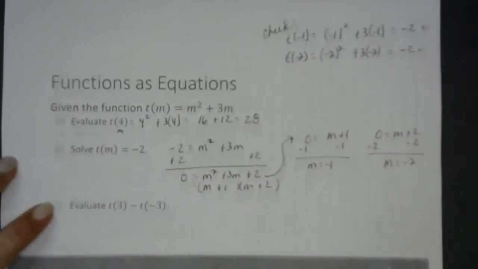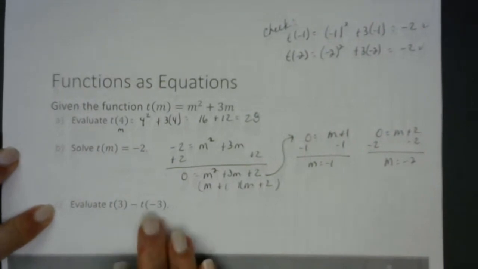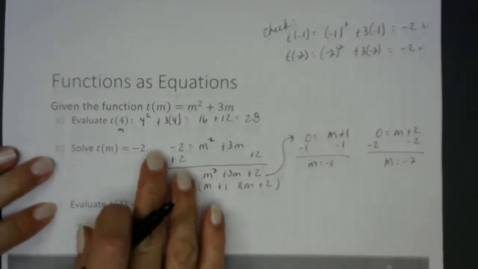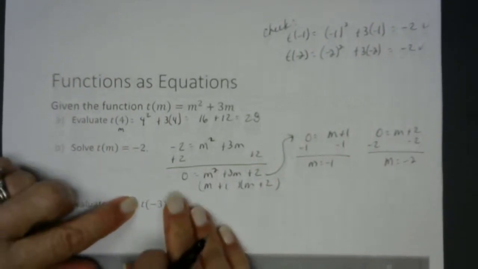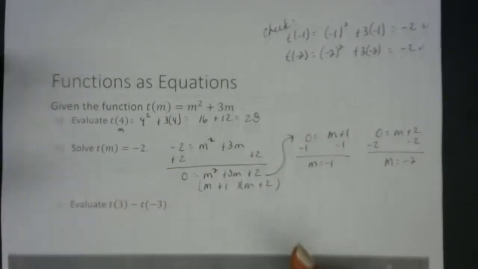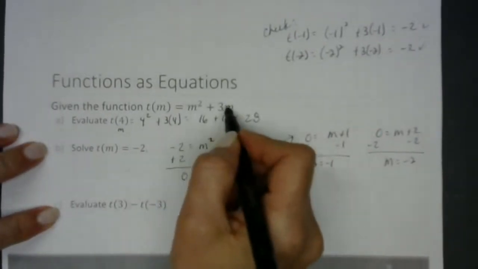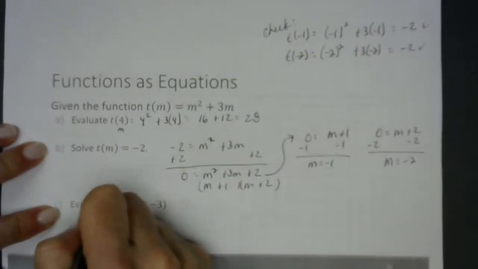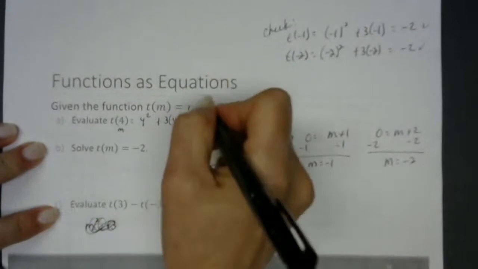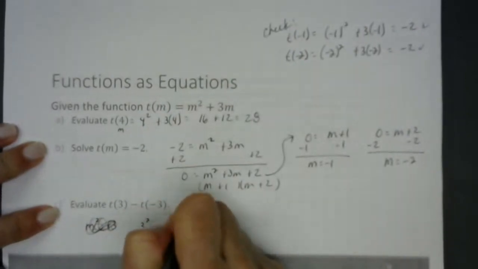Now part C of this example is interesting. It says evaluate t of 3 minus t of -3. So what's this saying? It's saying, well, I need to find the value of t of 3, whatever that is. I need to subtract from it the value of t of -3. Right? Well, I can do that all at once, right? T of 3 means I just want to substitute 3 in for m. I'm substituting 3 in for m, so that's going to be 3 squared plus 3 times 3.